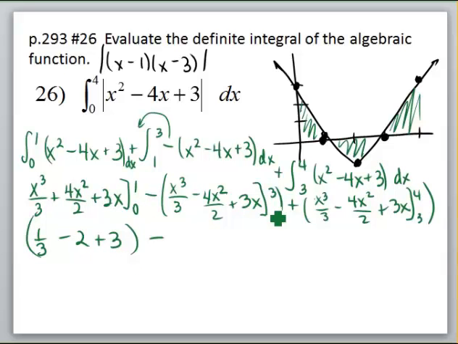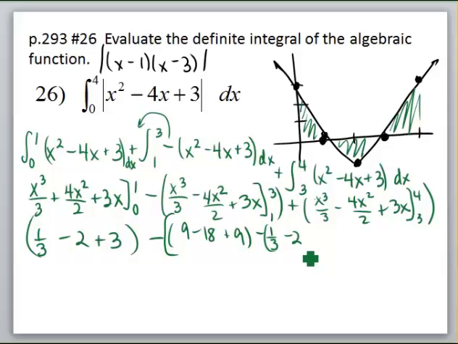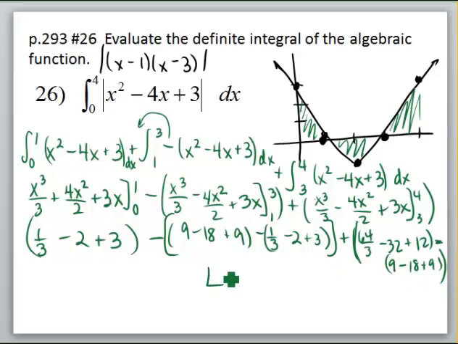to be minus 0, 9 minus 18 plus 9. And I'm writing this out quickly only because of the time that I have left on this tape. So you will want to spend time looking at each of these numbers, but I'm writing them out for you. Plus this last part is 64 over 3 minus 32 plus 12, and then that's minus, and this is the whole thing here, I'm running out of space, 9 minus 18 plus 9. This does give you 4 as your answer.